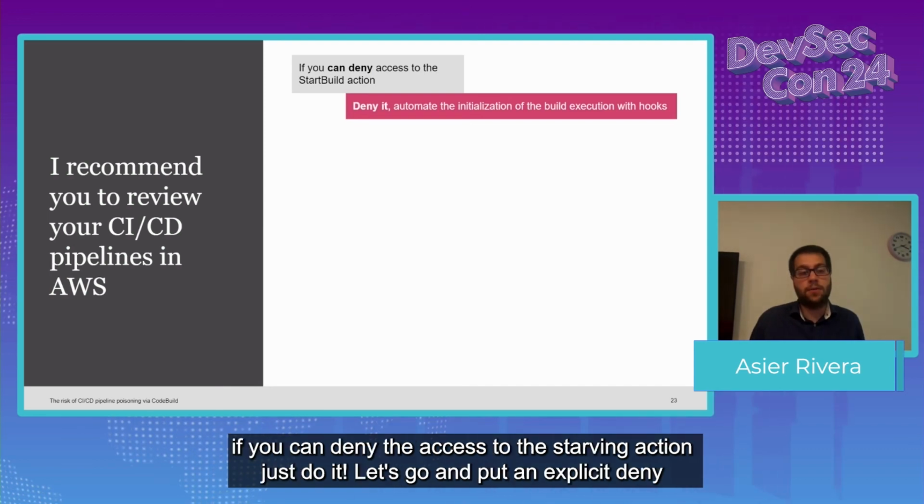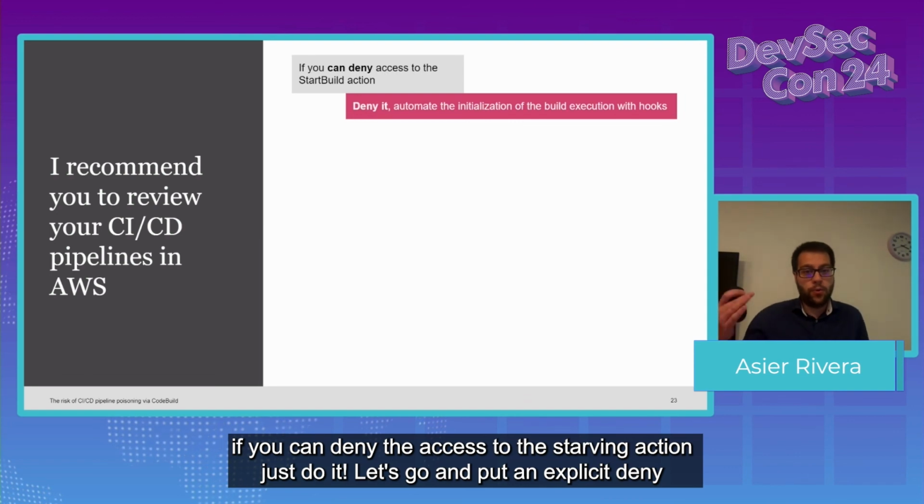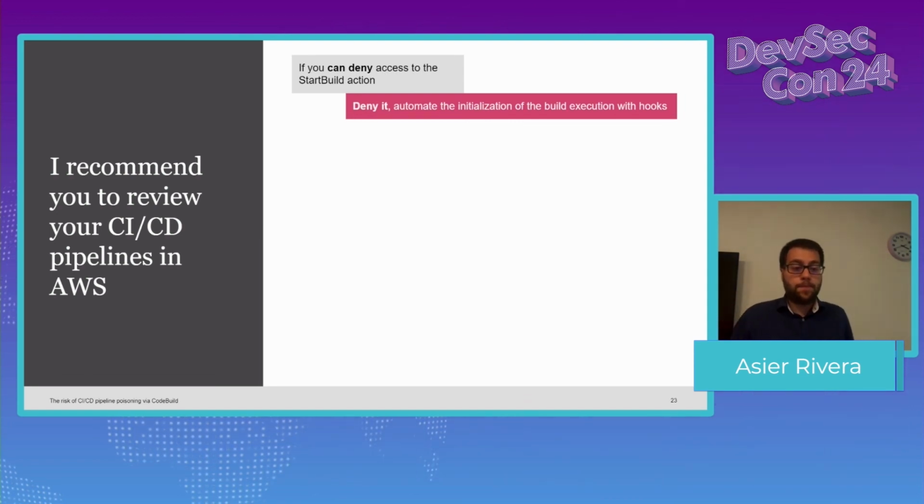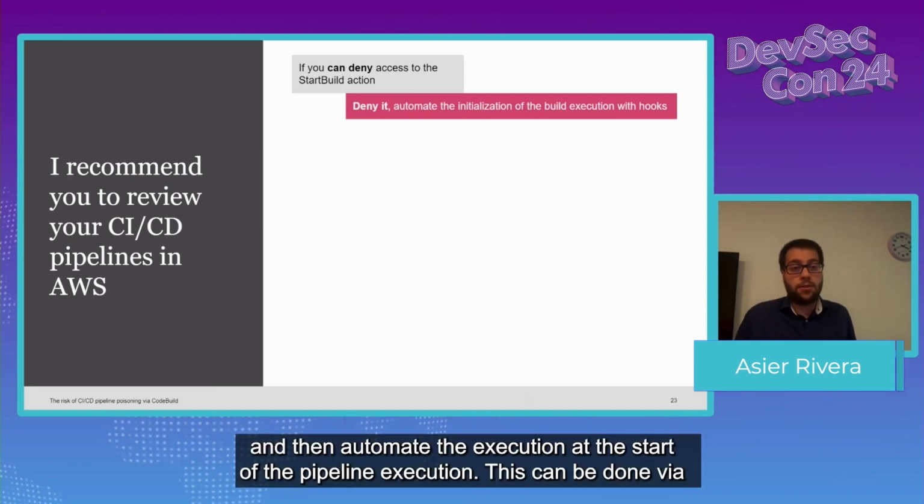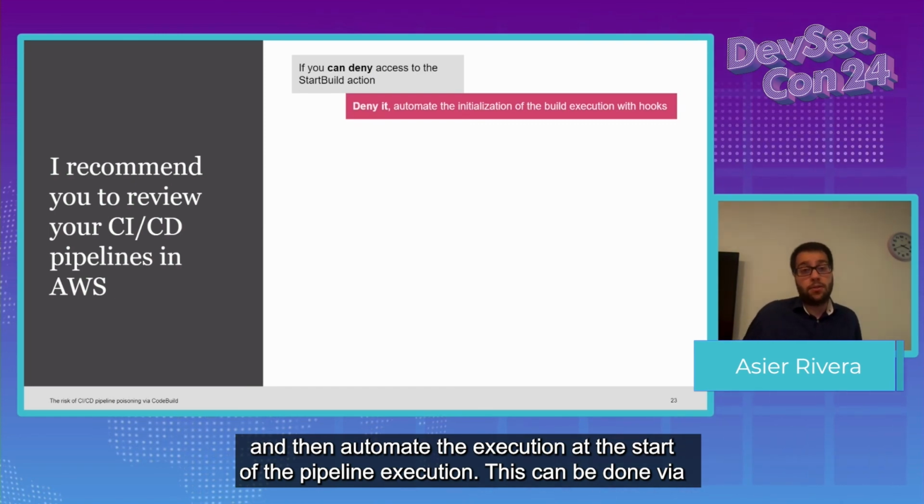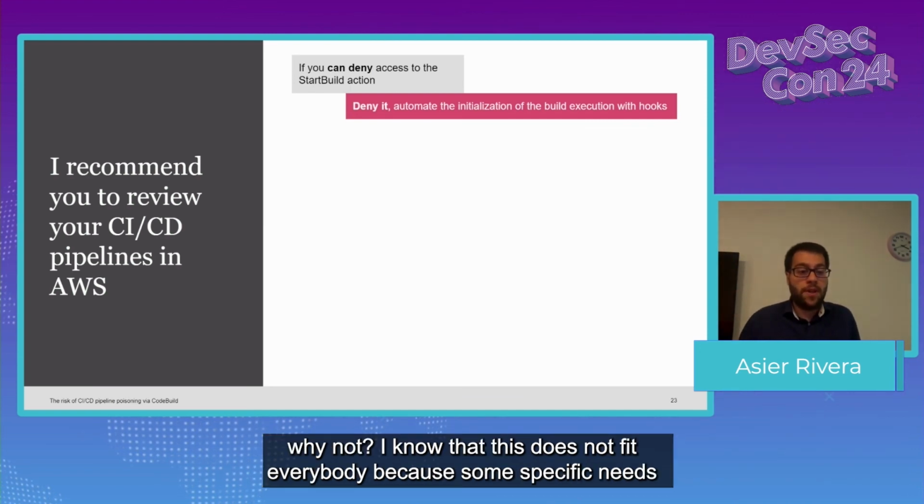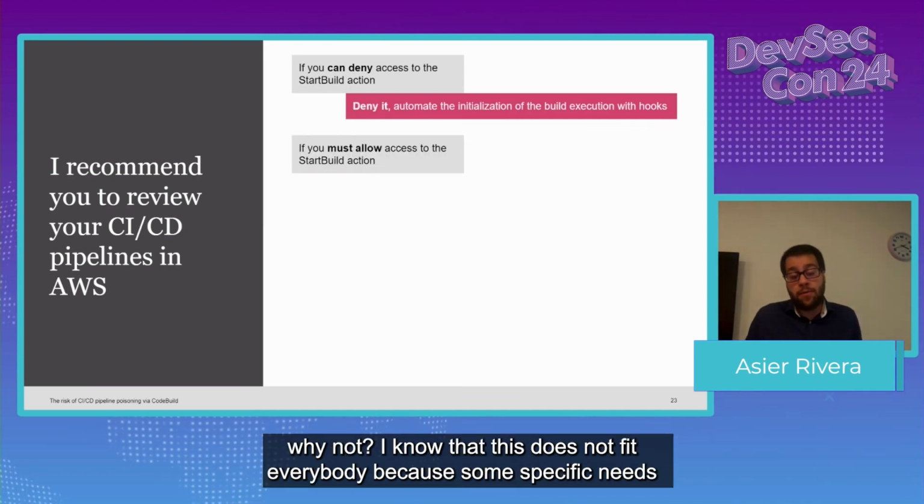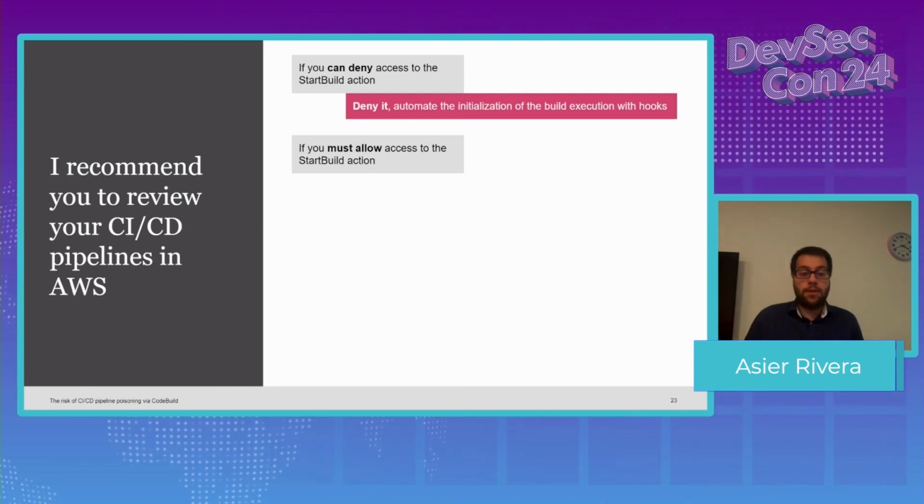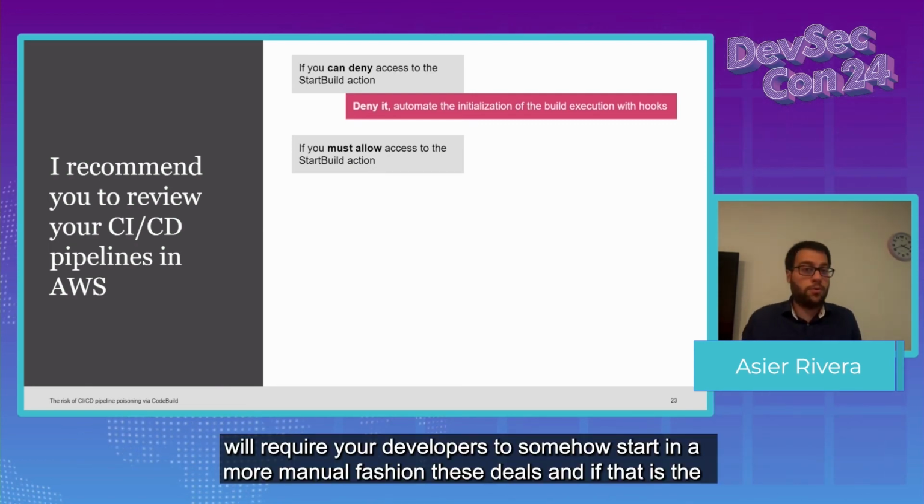The first one is, if you can deny the access to the StartBuild action, just do it. Let's go and put an explicit deny. And then automate the start of the pipeline execution. This can be done via hook. So every time new code is pushed to the master branch, start a new pipeline execution. Why not? I know that this does not fit everybody, because some specific needs will require your developers to somehow start these builds in a more manual fashion.